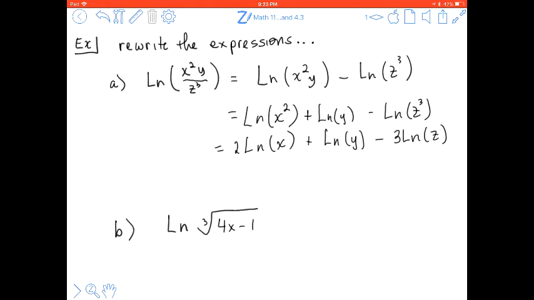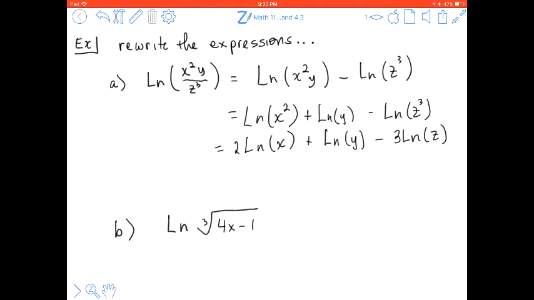Part B, same thing, just rewrite the logarithm. Now, this isn't a product, nor is it a quotient, so we're not going to use the product or the quotient rule to expand a logarithm.